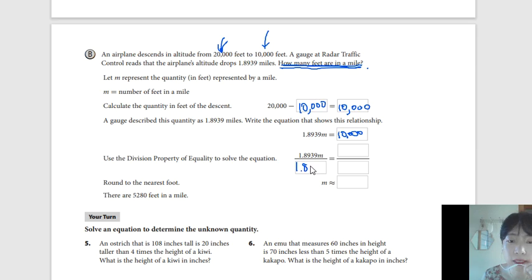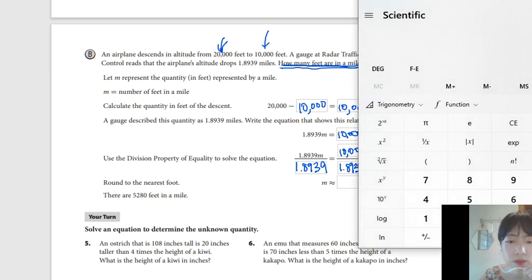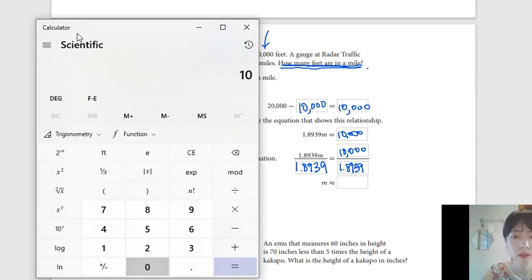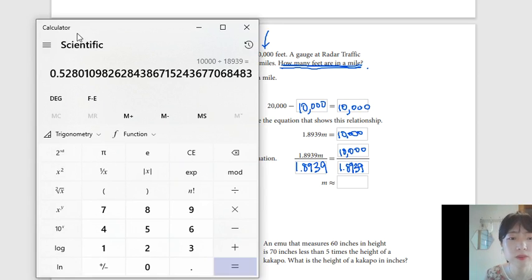We're going to divide 1.8939 by 1.8939. And we're going to do the same thing on the other side. Divide 10,000 by 1.8939. And we're going to use the calculator. 10,000 divided by 1.8939 is equal to 0.528.